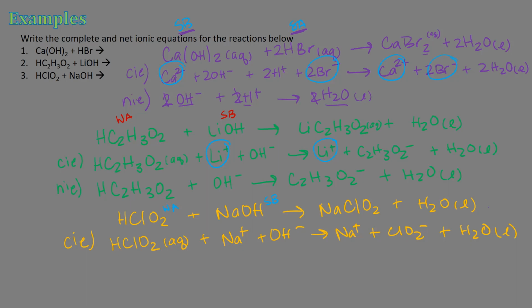So my spectator ions are the sodium. And for my net ionic equation, I'll have HClO2 plus hydroxide goes to ClO2 minus plus H2O liquid. All right, so again, when it's strong acid, strong base, you're just going to have hydroxide, hydrogen, and water. But when it's a weak acid and a strong base, the weak acid will remain together, the strong base will dissociate. We'll talk about what happens with weak bases in the big acid base unit because they're a little bit different.